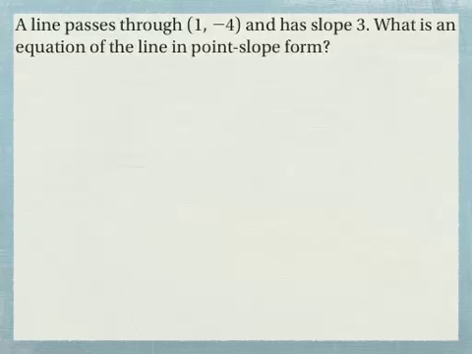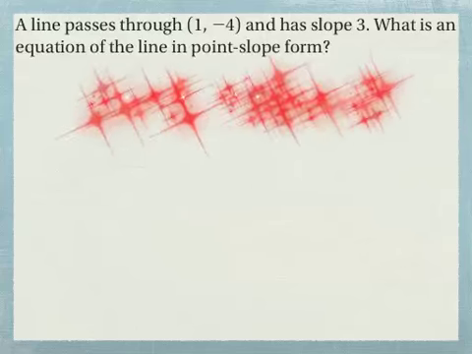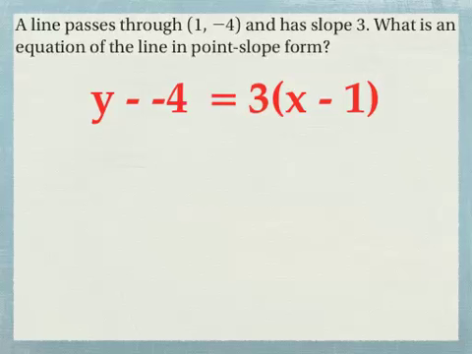This example says a line passes through 1, -4 and has a slope of 3. What is an equation of the line in point slope form? Point slope form, remember we just talked about point slope form. We need to plug in -4 for the y sub 1, 1 for x sub 1, and 3 for m. When we plug in those values, we have y minus -4 equals 3 parentheses x minus 1. We've plugged in point slope form, which is what they've asked me to do.